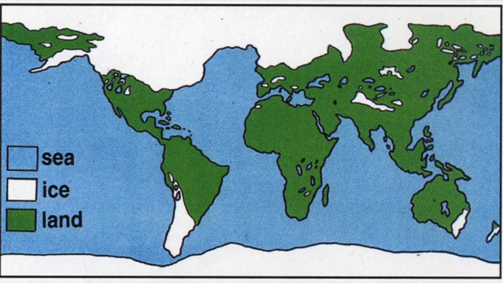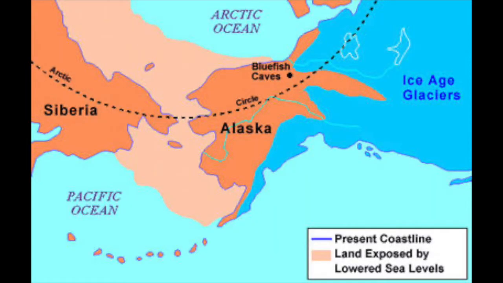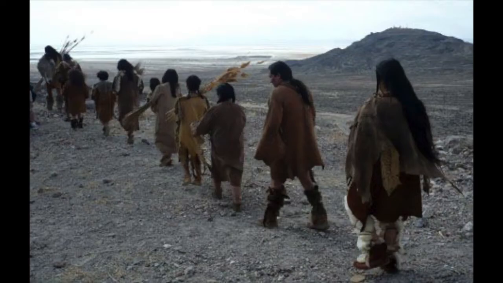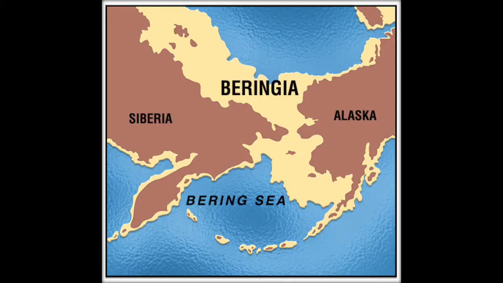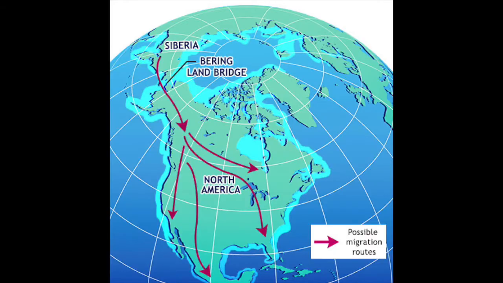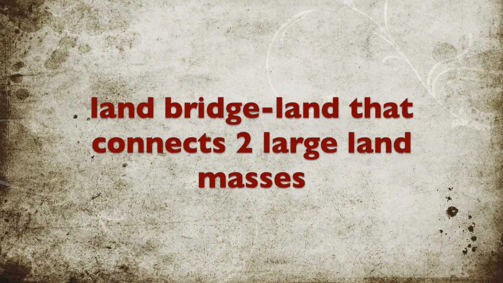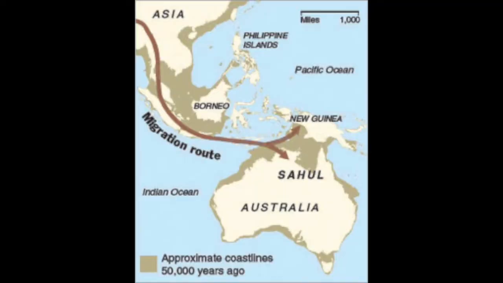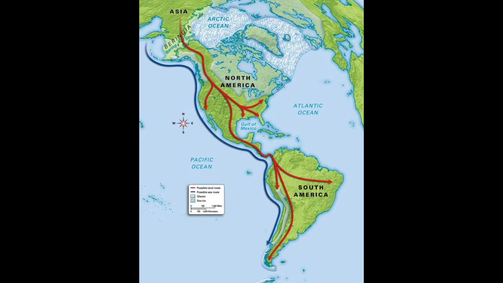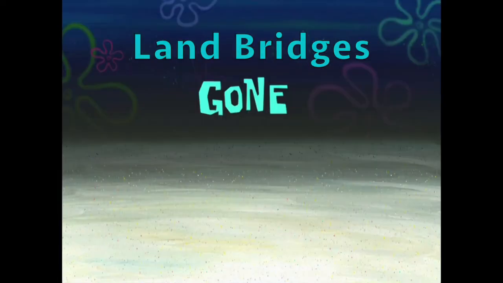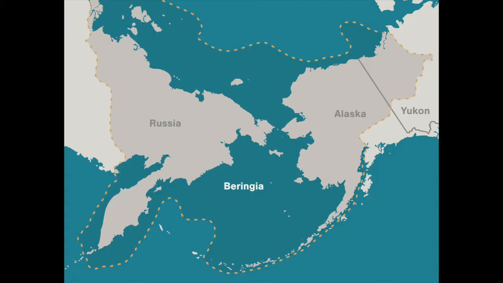Because so much of Earth was frozen during the Ice Age, the sea level dropped. Many areas that had been underwater became dry land where people could walk. One such area was a land mass we call Beringia. It linked present-day Alaska with Northeast Asia. Beringia is often called a land bridge. A land bridge is land that connects two large land masses. There was also a land bridge from Asia to Australia and a wide land bridge between North and South America. These land bridges are gone now because sea levels have risen and the continents have shifted.